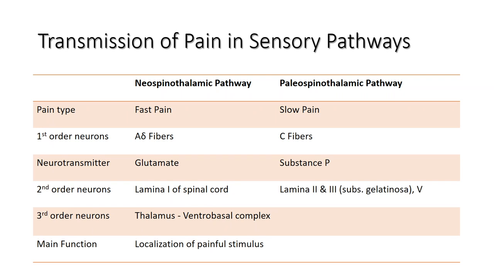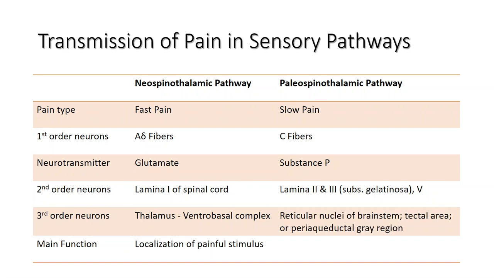The second order neurons, primarily originating from lamina gelatinosa as well as the lamina 5, give rise to the paleospinothalamic tract in the spinal cord. Most of these neurons terminate in one of three locations, namely the reticular nuclei of the brainstem, or the tectal area of the mesencephalon deep to the superior and inferior colliculi, or the periaqueductal gray region surrounding the aqueduct of Sylvius.